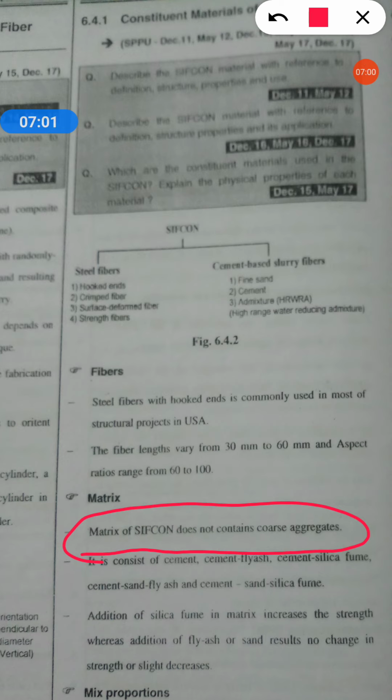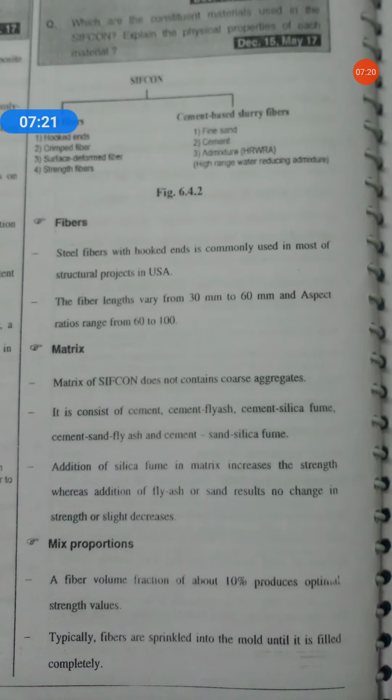Okay, if you are using fly ash or sand, you will not be able to find any good result, or except this we can find a slight decrement in strength too. So it is good to use silica fume in the matrix. Okay, so the next is mix proportion.